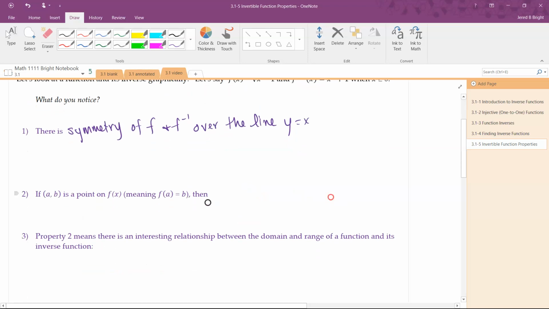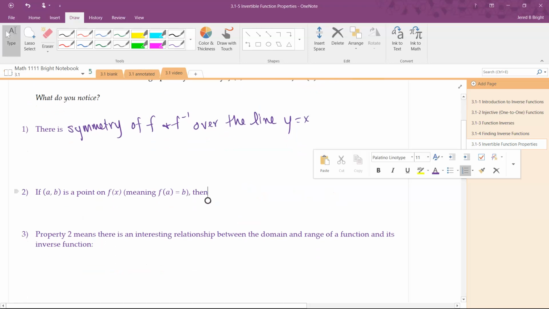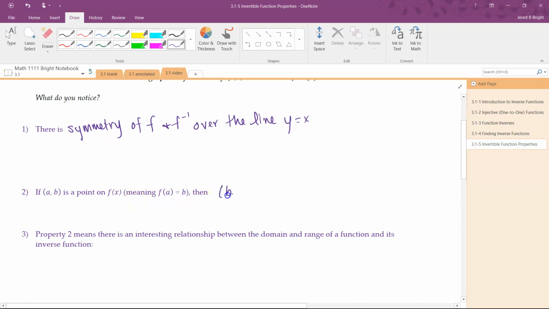And then we also notice that we had 0, 1 and 1, 0, and 2, 1 and 1, 2. So if (a, b) is a point on f of x, then (b, a) is a point on f inverse. This means f inverse of b is equal to a. And that's because of the changing of x and y. When we found the inverse function, we had to go through and change those.